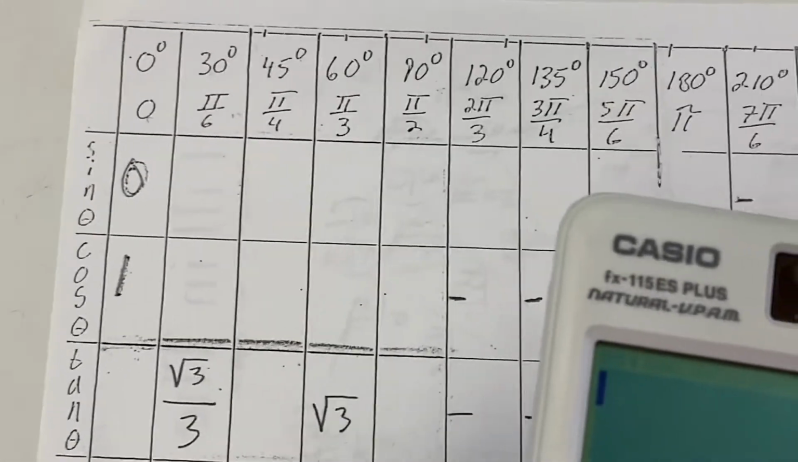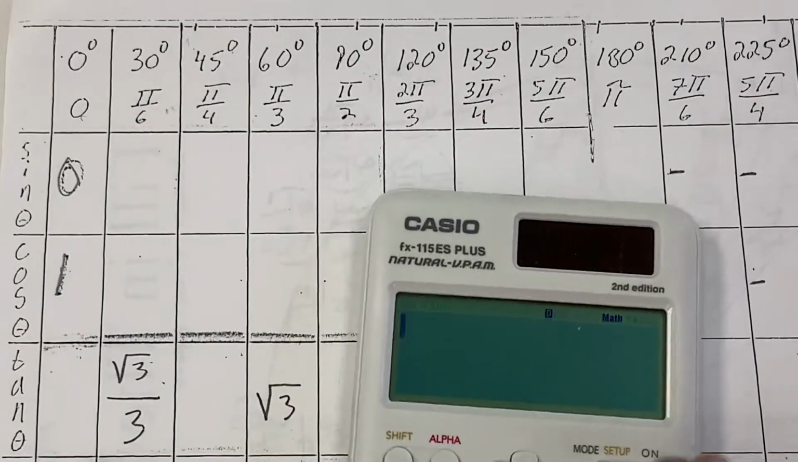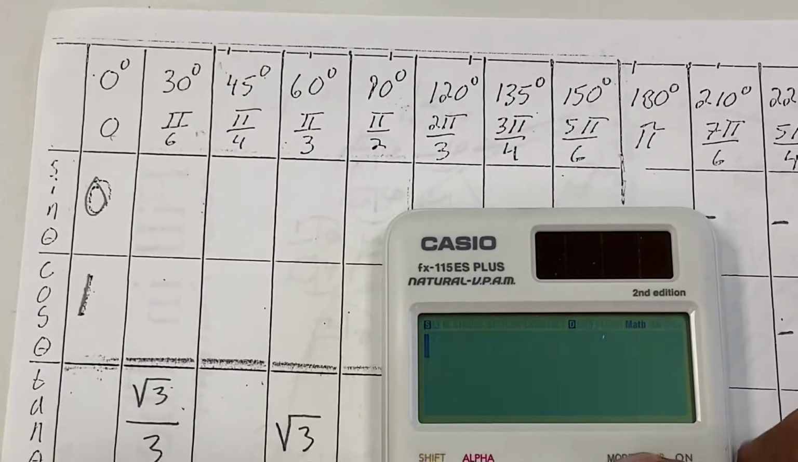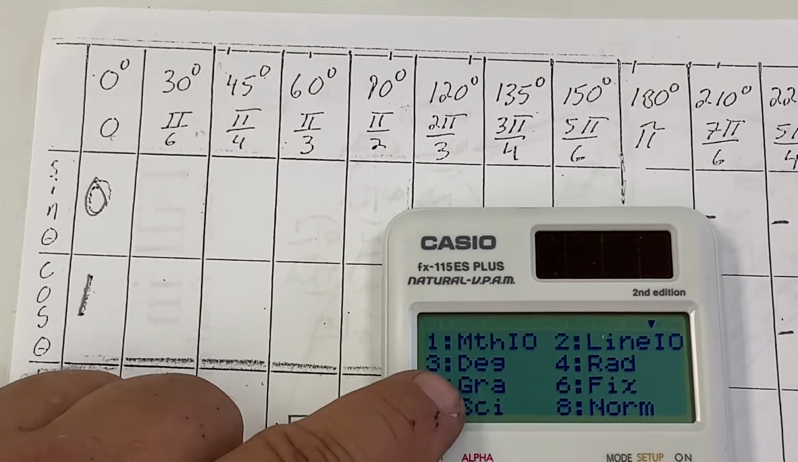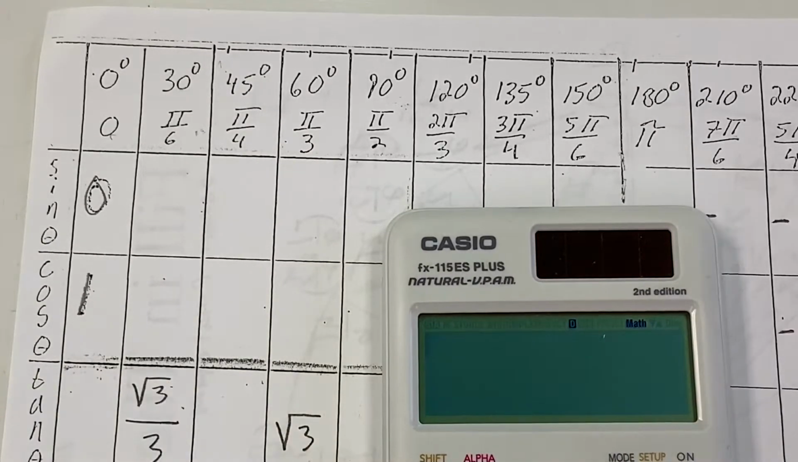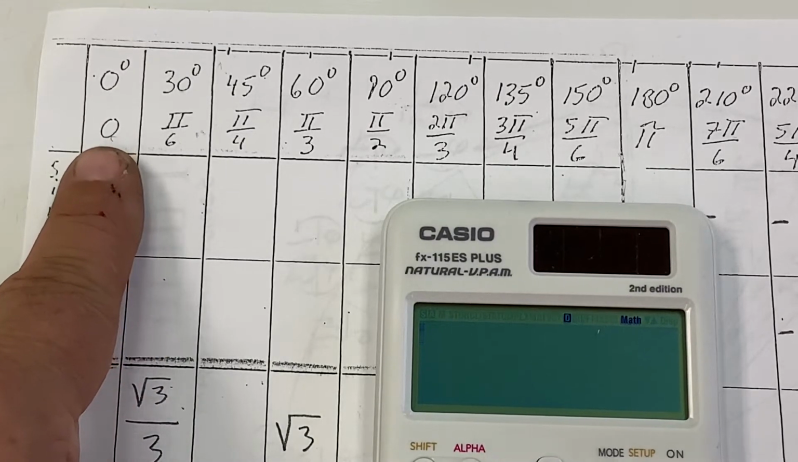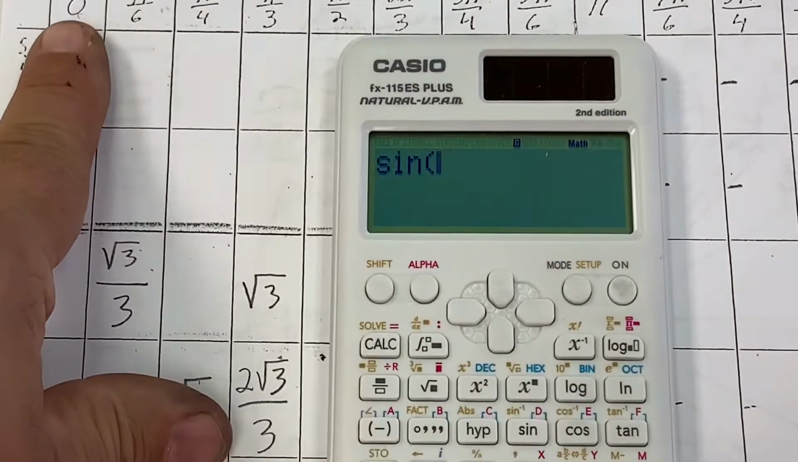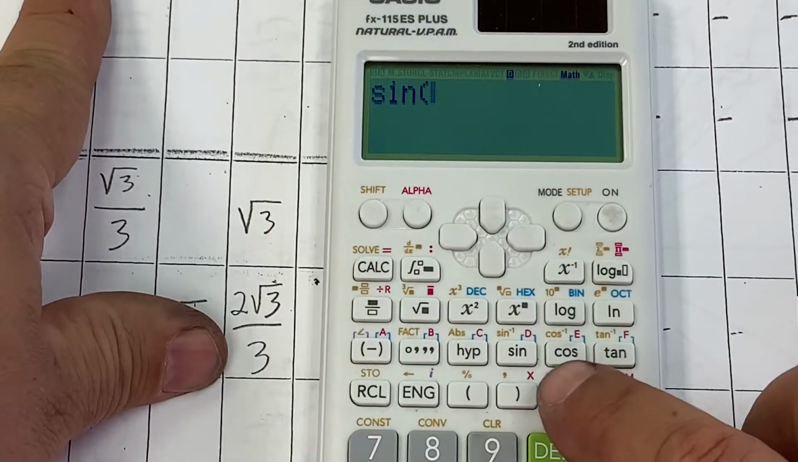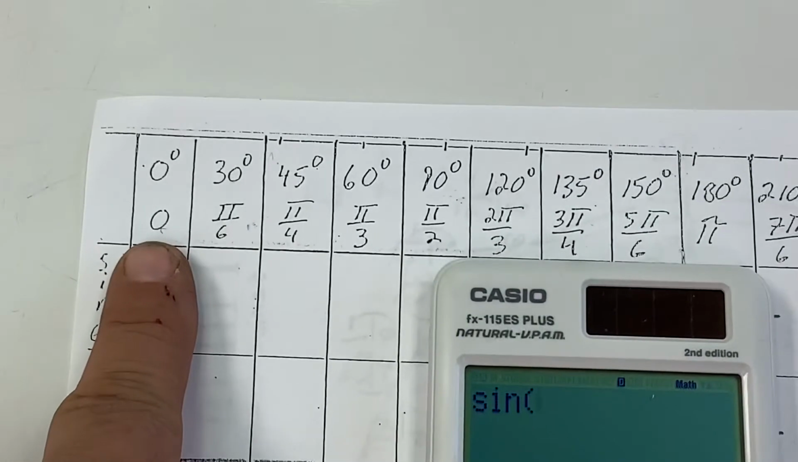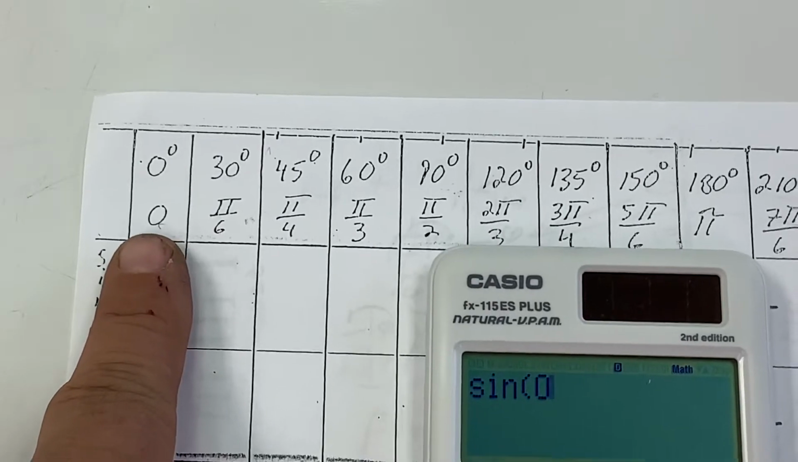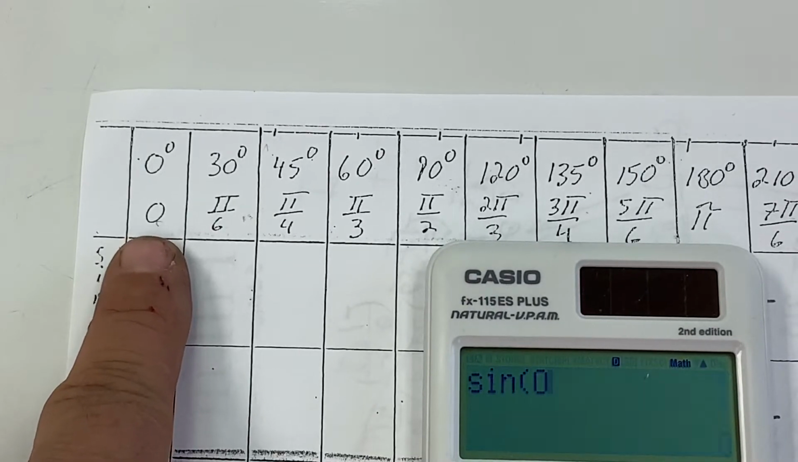First things first, as you're using the calculator, you want to turn it on, then hit shift mode 3 to be in degree mode. Shift mode 3. And then you're going to type in sine of 0. So hit the sine button right here, and then type in 0. You don't even have to close it, hit equals.